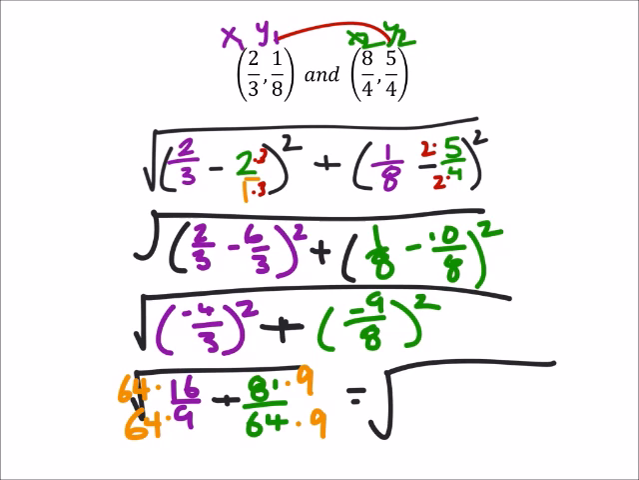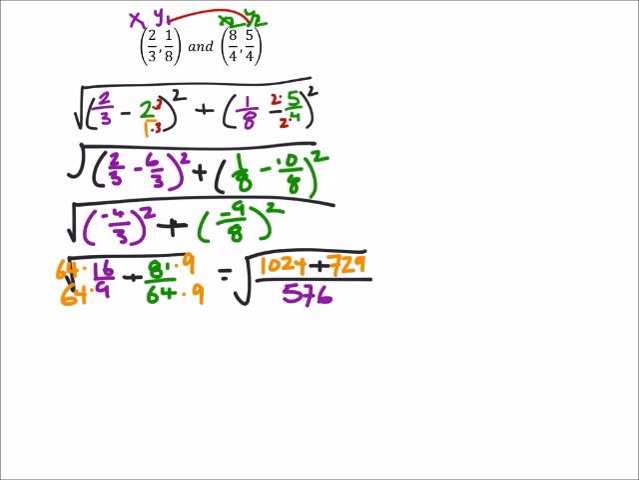This gives me the square root of some huge numbers. 16 times, well, what the heck? 16 times 64 in my calculator gives me 1024, and for the sake of space, I'm going to skip a step, kind of. And then we got 81 times 9, which is 729. And 64 times 9 is 576. Like this right here. All right. Well, this gives us the square root of 1024 plus 729 is 1,753 all over 576.